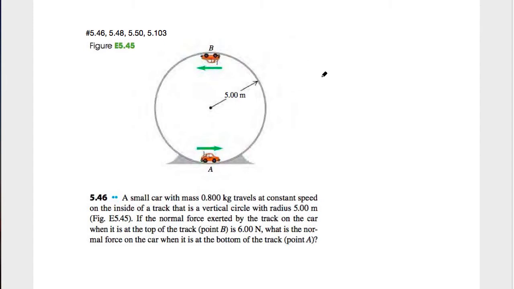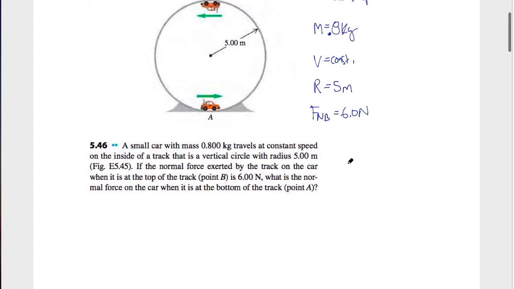Question 5.46 has a car that is traveling in a vertical loop, which is a type of problem that we should be aware of. The mass of the car is 0.8 kilograms, and it travels at a constant speed. The radius of the track is 5 meters. The normal force at B, FNB, is equal to 6 newtons. What is the normal force at A?